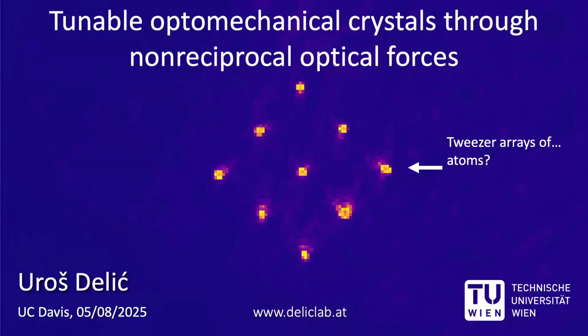Is this tweezer arrays of atoms or molecules? And what people typically do not ask is if it's tweezer arrays of nanoparticles. It doesn't matter. Whatever behaves as an induced dipole, you can trap in a dipole trap, and you can image it very nicely. And all of the physics that I showed today, you can do with either of these three systems.